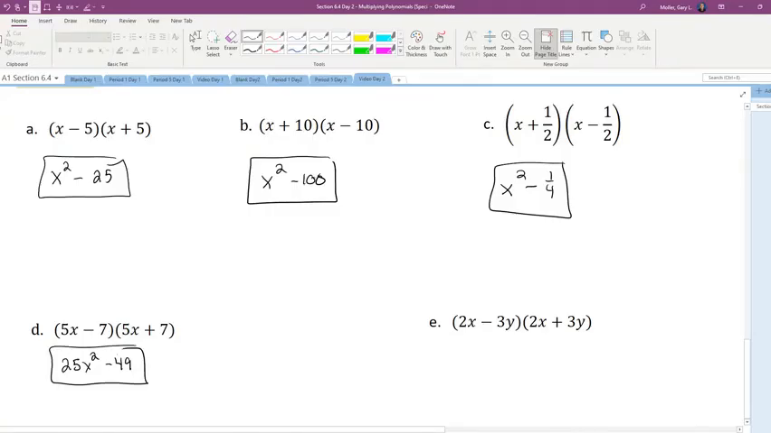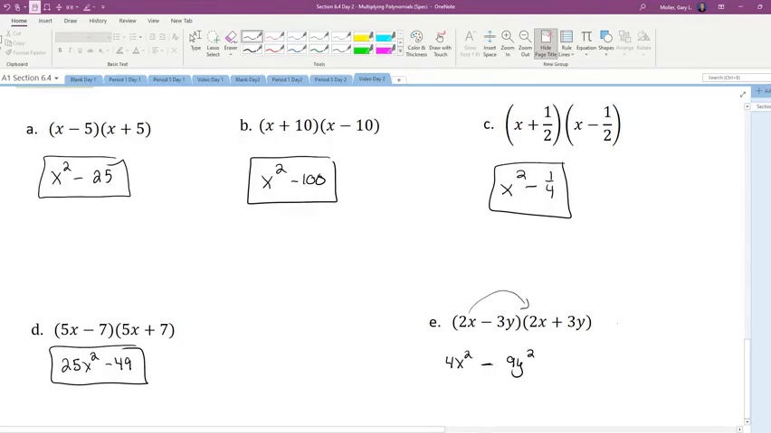And then finally, this one, the danger you're going to do, even if you're like, I got it, I'm not going to make any mistakes. The big danger is when you square this, a lot of people are going to forget to square the coefficient too. So 2x, the quantity squared, is a 4 and an x squared. 3y squared is a 9 and a y squared. And we subtract them. Let's test this one using FOIL just to see.